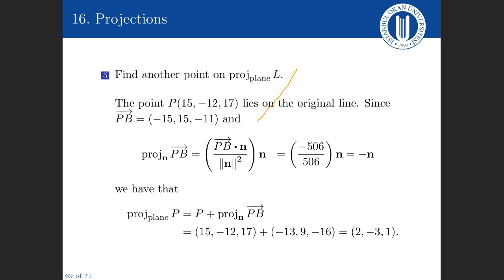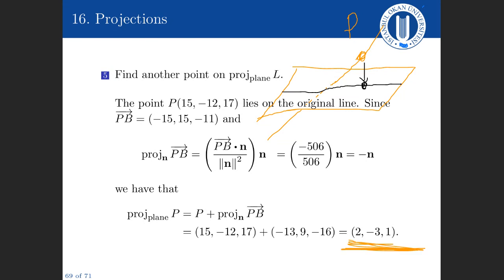Draw the picture again. We have something like this. We have a point P on the original line. We want to project down and find the projection of P onto the plane. I've showed you how to project a point onto a plane. You can go through this calculation and you can check that the projection of the point P onto the plane is (2, -3, 1). And then we have everything that we need.